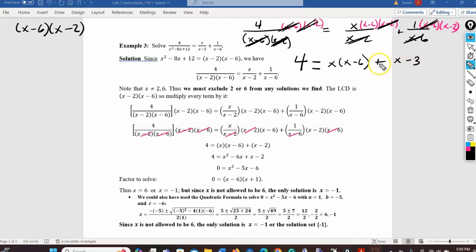And I don't need the parentheses there because it's plus and just... oh, x minus 2, my bad. It looked like a 3.